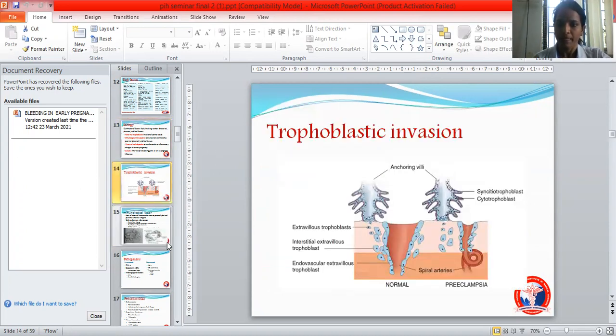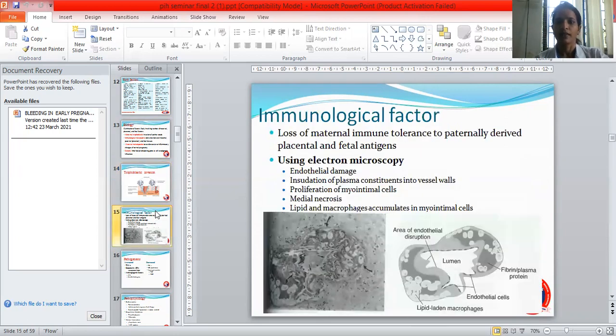So we can see this is the normal spiral artery, that is the uterine vessels. We can see here the trophoblastic invasion is complete through the entire myometrium. Whereas in preeclamptic patients, if we see, these are the spiral arteries and the trophoblastic invasion is incomplete and it stops at a much higher level. So these patients are at a higher risk of developing vasoconstriction to abnormal stimulation. And there are also multiple immunological factors.